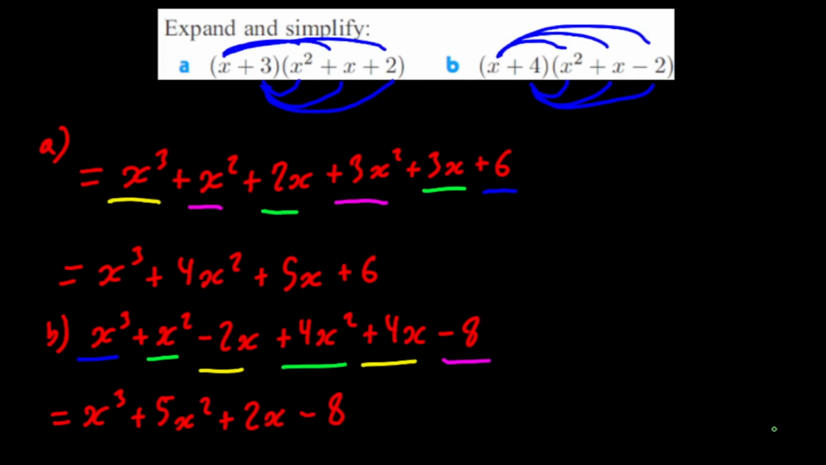Now we can go back to the cubed expression and apply what we have learned here. So we already know that a cubed is the same as a times a times a.